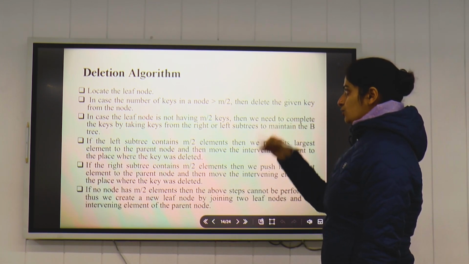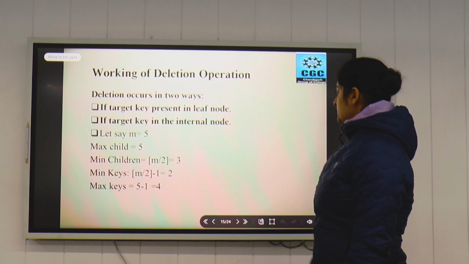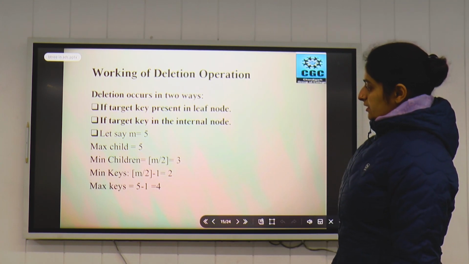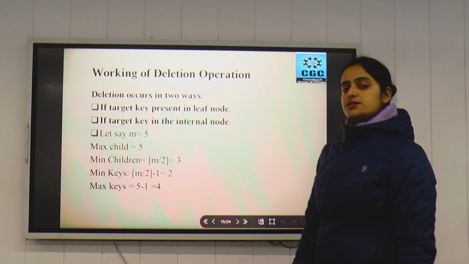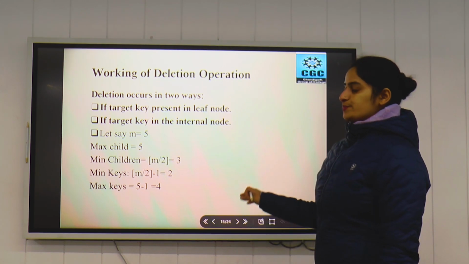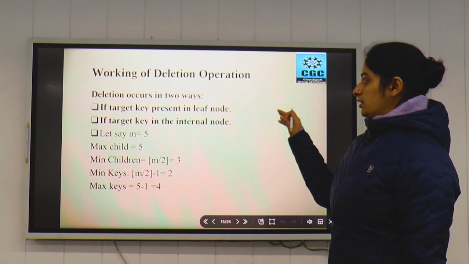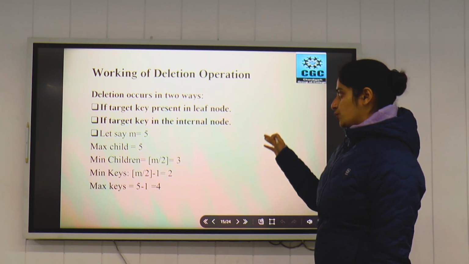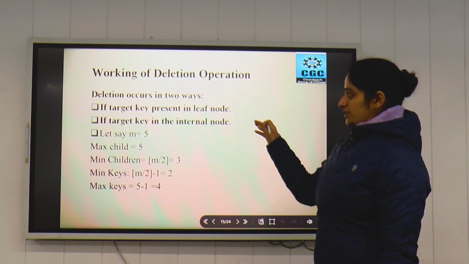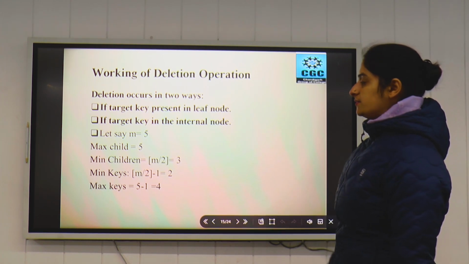So this is how all the different deletion cases are going to work. So yes, here is the working of the deletion operation. Deletion occurs in 2 ways. In this particular lecture I am going to focus especially on the leaf node case, and the internal node case I am not going to discuss here. So these are the 2 cases of deletion that generally occur inside B trees.